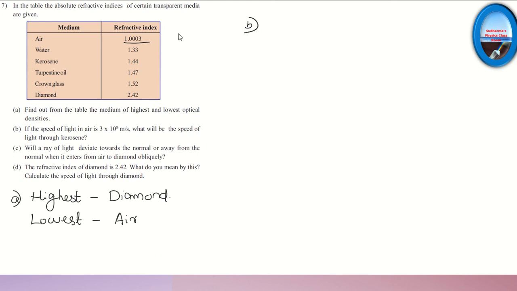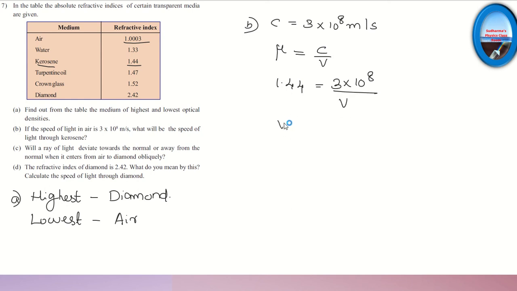Now question B. If the speed of light in air is 3 into 10 power 8 meter per second, that means C is equal to 3 into 10 power 8 meter per second. What will be the speed of light through kerosene? We know that refractive index mu, absolute refractive index, is equal to C divided by V. So mu for kerosene is given as 1.44. That means 1.44 is equal to 3 into 10 power 8 divided by V, or V is equal to 3 into 10 power 8 divided by 1.44. This is going to be the speed of light through kerosene.